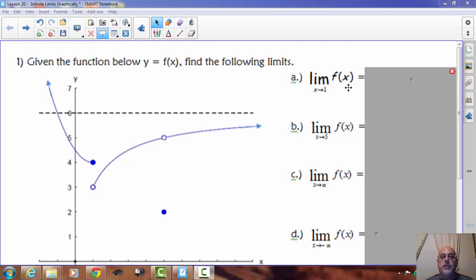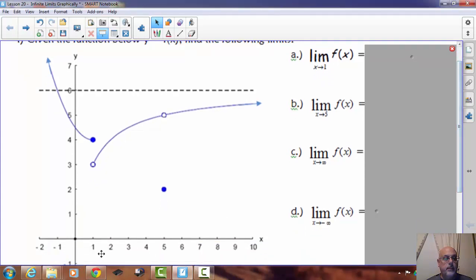First we want to find the limit of f of x as x approaches 1. If we move along the graph here, you notice 1 is down here towards the bottom. As we approach 1 from the left, the limit is 4. Sorry. As we approach from the right, the limit is 3. Because they don't match, we say the limit as x approaches 1 does not exist.